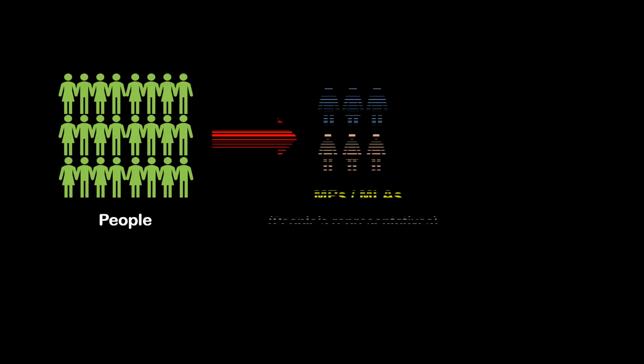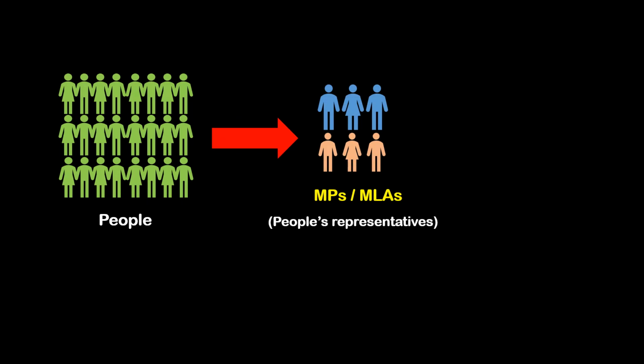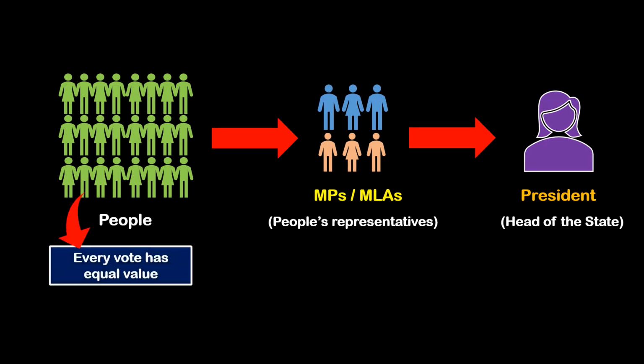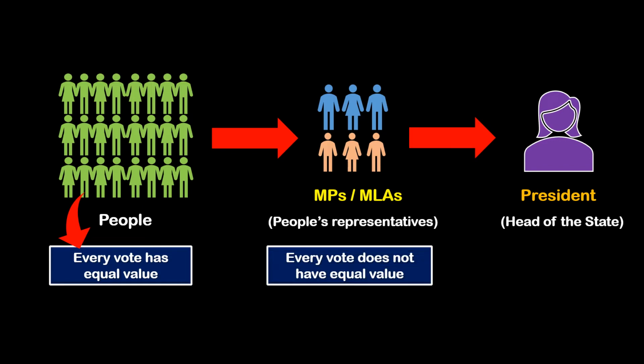In general elections, people vote to elect national and state-level lawmakers. In presidential elections, the elected national and state-level lawmakers vote to elect the president. In general elections, each person has one vote and every vote has equal value. But in presidential elections, the votes do not have equal value.